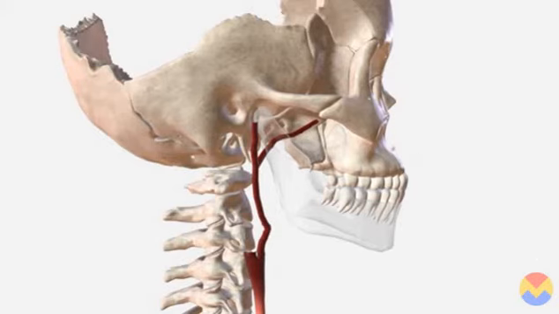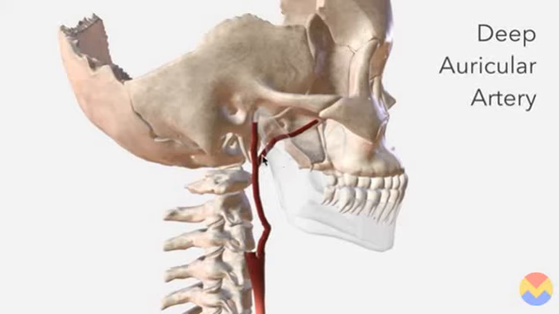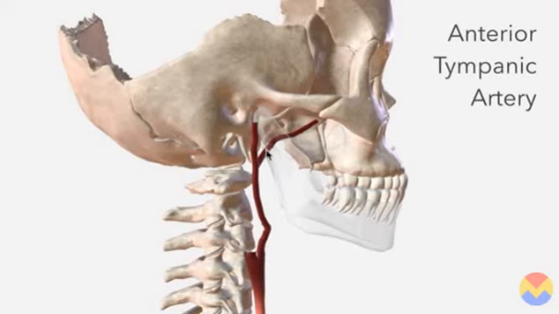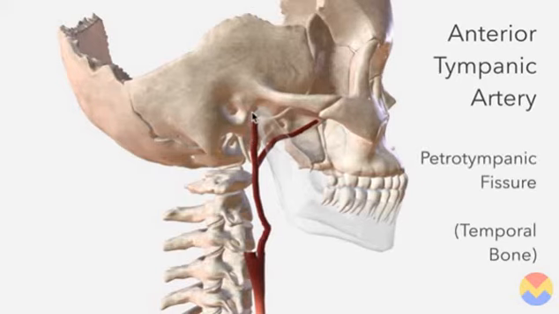Those first 2 branches are the deep auricular artery, which departs to supply the external acoustic meatus, this passage in the temporal bone here, and the anterior tympanic artery, which, like the deep auricular artery, departs from the proximal maxillary and heads through this petrotympanic fissure in the temporal bone, a very small slit or fissure in that bone, to be transmitted to the middle ear, where it supplies the tympanic membrane.